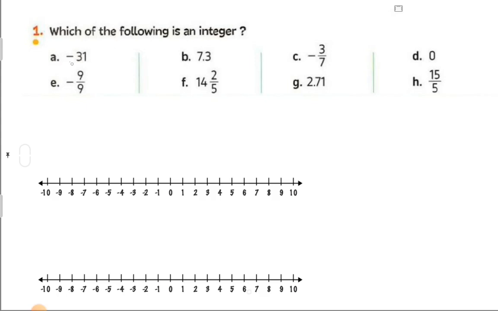Point A, negative 31. This number, is it an integer or not an integer? Yes, this is an integer. B, 7.3. 7.3 is a decimal. It's not an integer. C, negative 3/7. 3/7 is a fraction, so it's not an integer.